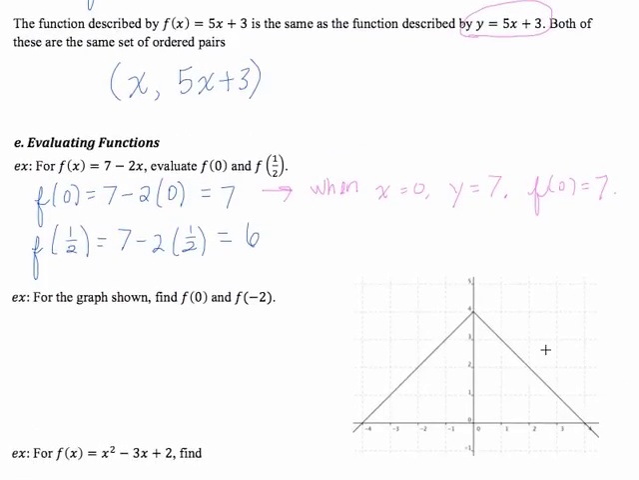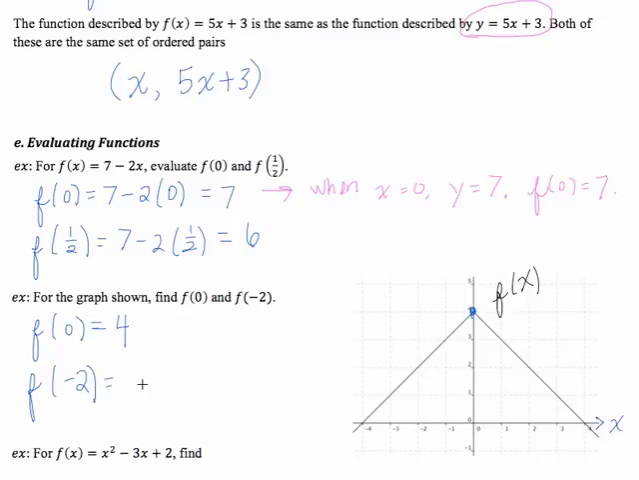Okay, let's read off or find some function values given a graph. Okay, so this is a graph of a function. We're assuming f of x. For the graph shown, find f of 0 and f of negative 2. So this means when x is 0, we want y. What is y when x is 0? Well, this is our x-axis, so we come over here to x is 0, and then on up to the function, looks like 4. So f of 0 equals 4.